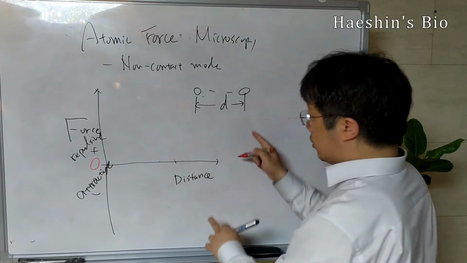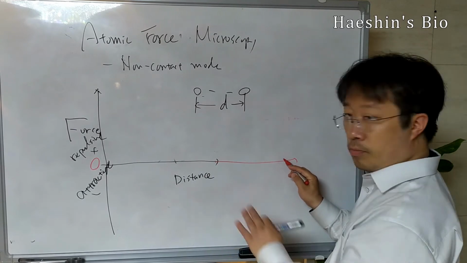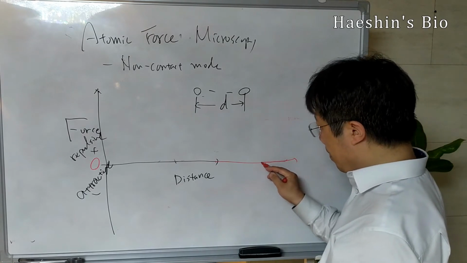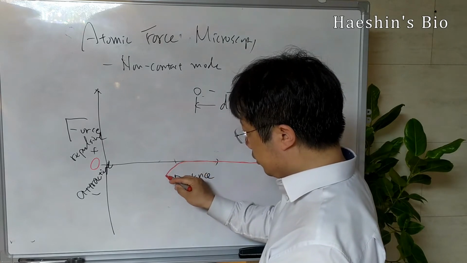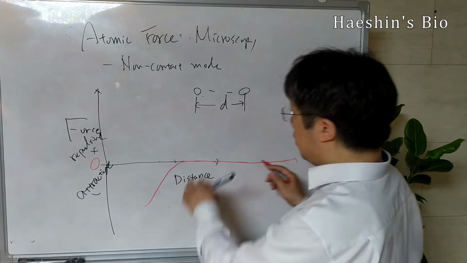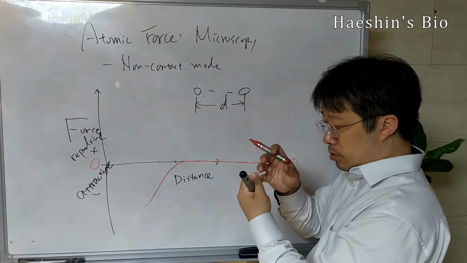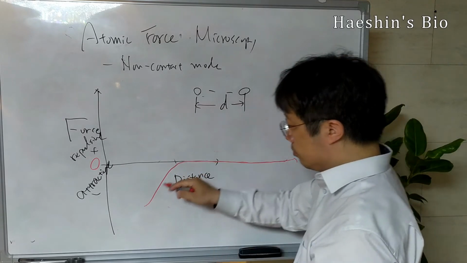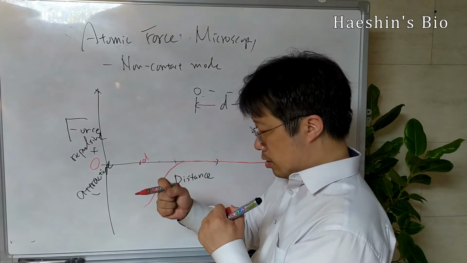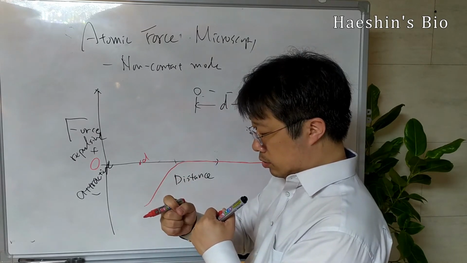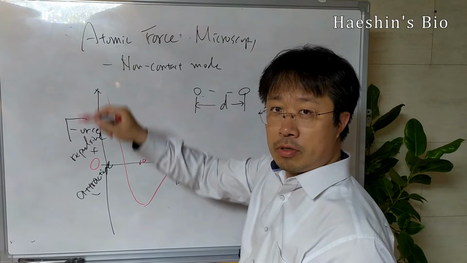If the distance between two atoms is far away, of course there's no force acting on each other. Now, as you learn in general physics, there is attractive force at a certain distance, and this is the maximum. They have force attracting each other, and there's some optimal distance d. And then what happens? When they get closer than this critical distance, they provide repulsive force.